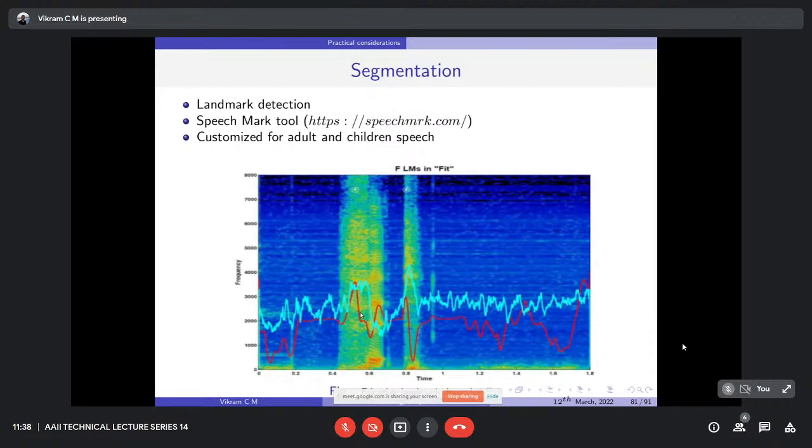So this is the segmented sound here. We need to segment the sound into different phonemes, and it is easily segmented. The red color corresponds to the segmented regions here. Here we wanted to segment some fricatives. The red color gives the fricative cues. So we are able to get the fricative boundary by using this SpeechMark tool.